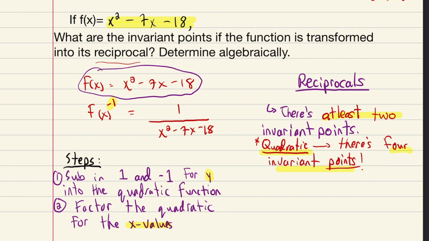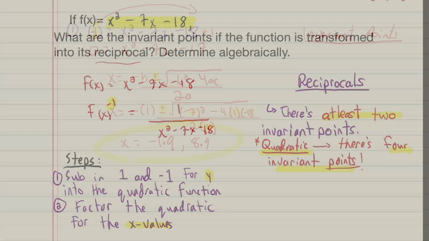So the steps that we use to solve these would be first to substitute into your quadratic equation, like over here, 1 and then negative 1 for y into the quadratic function. Then you're going to factor this quadratic equation for the x values. Since you're doing this twice, once for the value of 1 and once for the value of negative 1, you're going to end up getting 4 x's, and that would create the 4 invariant points.